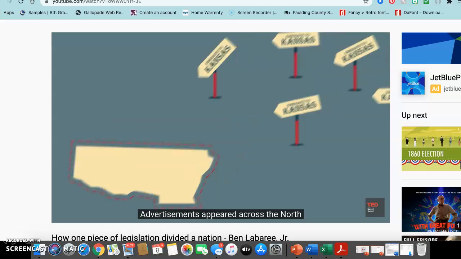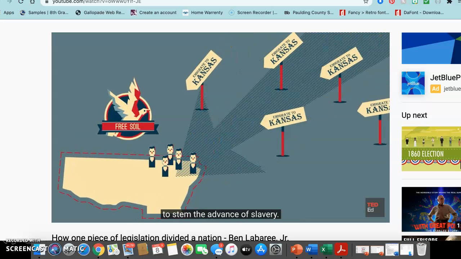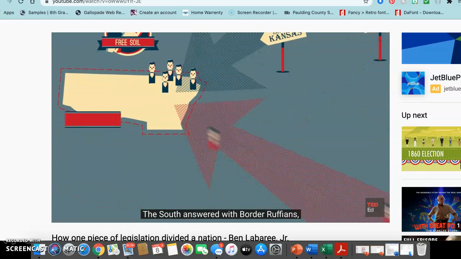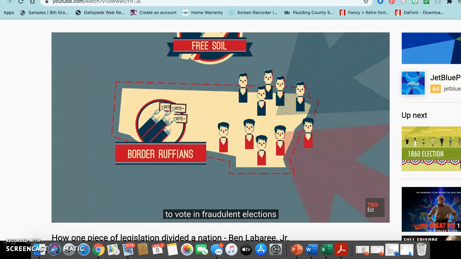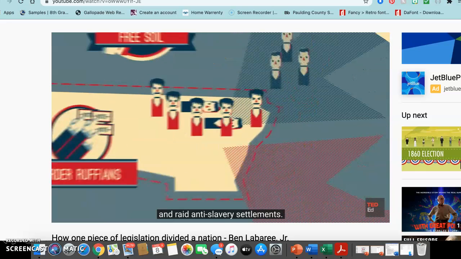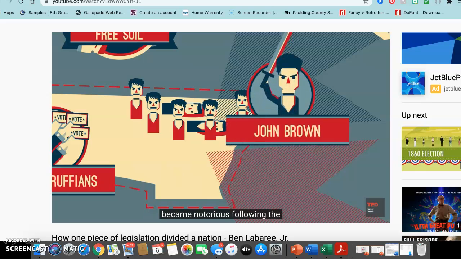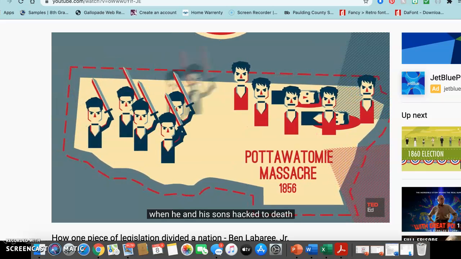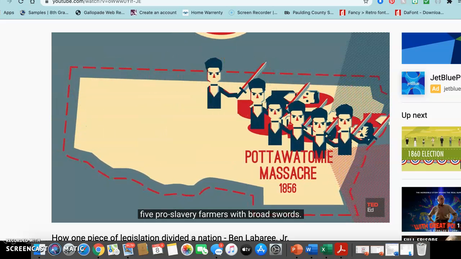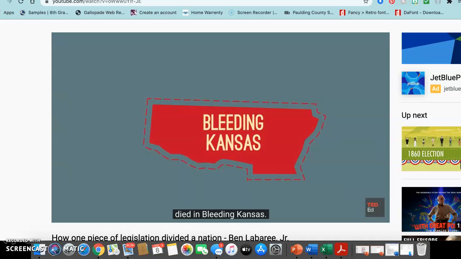Advertisements appeared across the North, imploring people to emigrate to Kansas to stem the advance of slavery. The South answered with border ruffians, pro-slavery Missourians who crossed state lines to vote in fraudulent elections and raid anti-slavery settlements. One Northern abolitionist, John Brown, became notorious following the Potawatomi Massacre of 1856, when he and his sons hacked to death 5 pro-slavery farmers with broadswords. In the end, more than 50 people died in Bleeding Kansas.